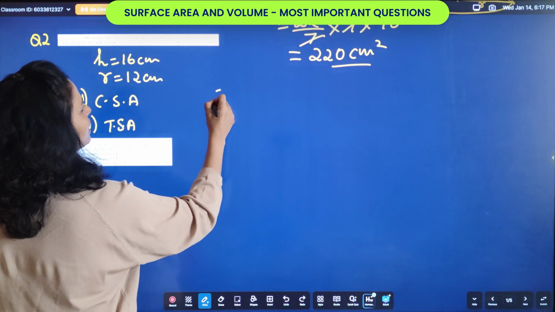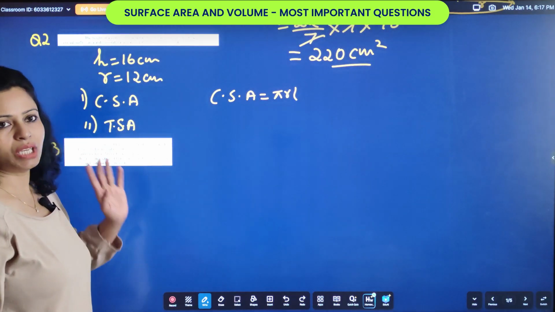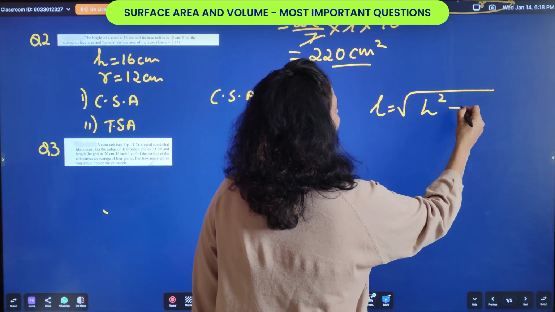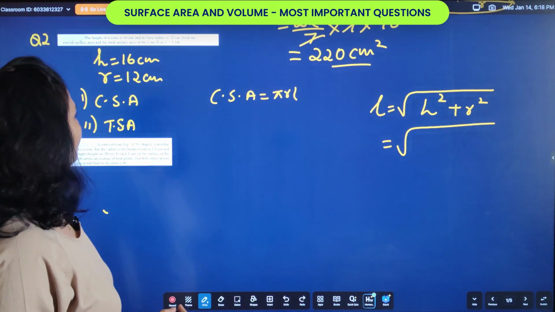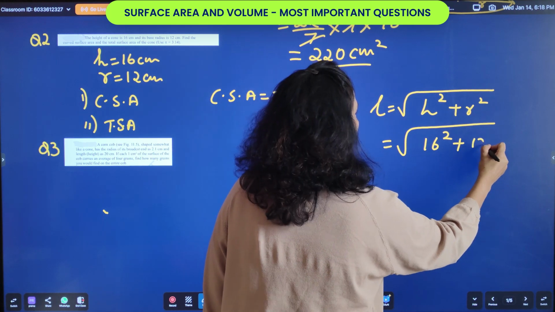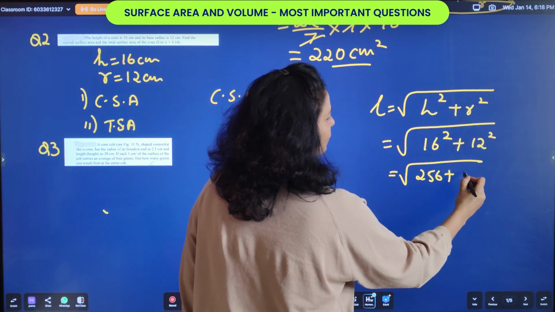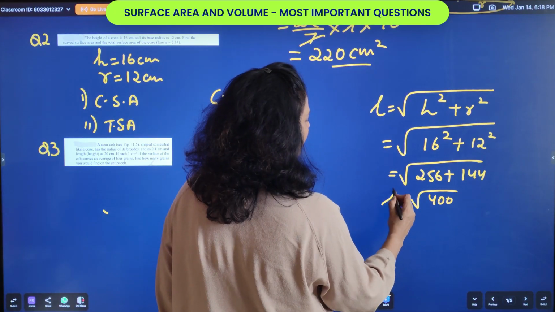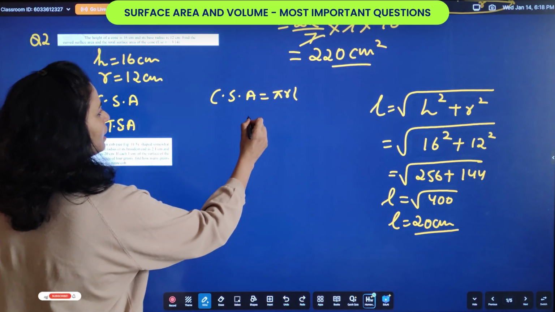Here we know that the CSA formula is pi R L. We don't have L here, so we need to find L. To find L also I have given you the formula. This is nothing but the Pythagoras theorem only. So here you can find L by using this formula: H is 16 square plus R is 12 square. 16 square is 256 and 12 square is 144, which gives us 400. So the root of 400 is 20 centimeter.